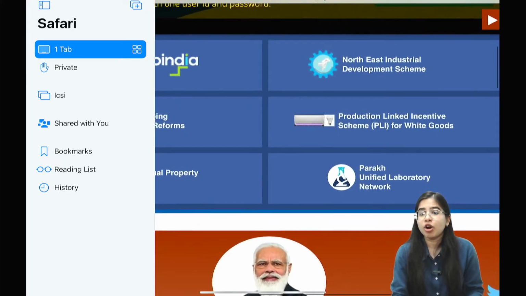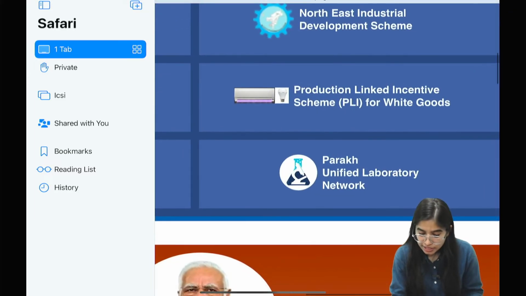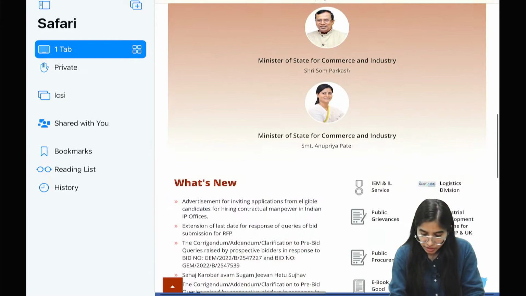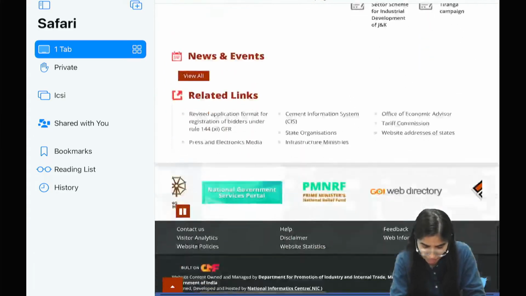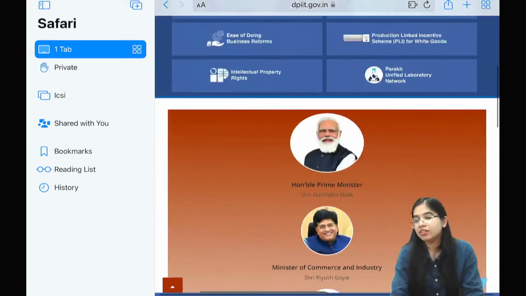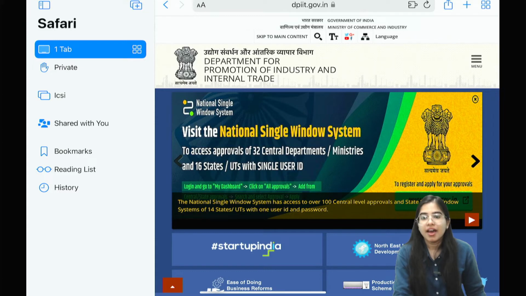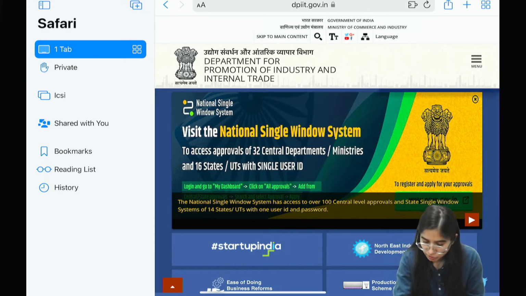DPIIT has brought various schemes like the production scheme and the unified labor network. A lot of schemes are there in India. This is the website of DPIIT mainly. DPIIT is responsible for promoting startups, regulating startup companies, and promoting ease of doing business in India, regulating all the commerce and industry. This is the purpose of DPIIT. Promoting industry, promoting business. This is the main purpose of DPIIT.